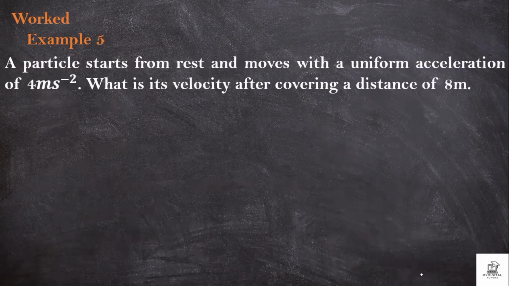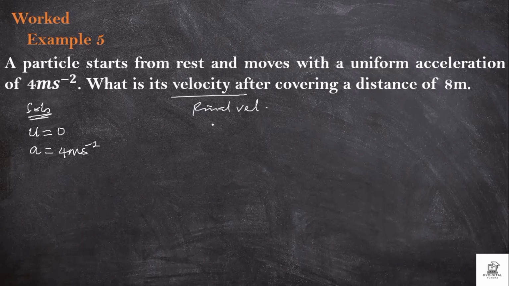So the next question says, a particle starts from rest and moves with a uniform acceleration. So solution, it starts from rest, u is equal to 0, and moves with uniform acceleration of a equal to 4 meters per second squared. What is its velocity after, velocity after means final velocity. So we are looking for final velocity v. We don't know it. After covering a distance of 8 meters. So s is equal to 8 meters.